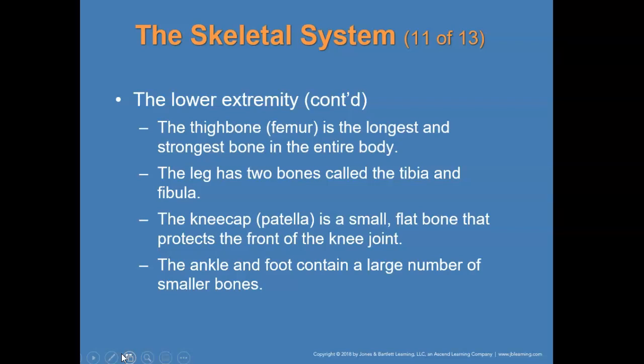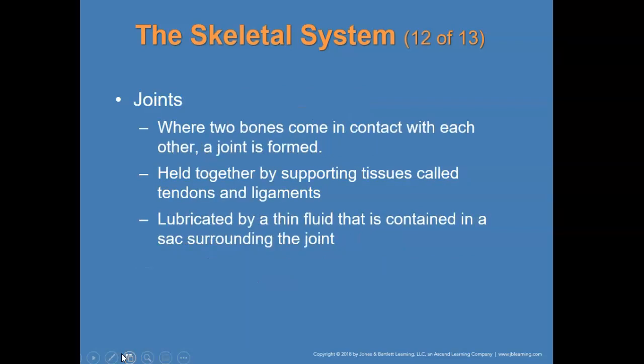The leg has 2 bones. I would call it the lower leg, unless they're going with thigh and leg. The leg has 2 bones called the tibia and fibula. The kneecap or patella is a small flat bone that protects the front of the knee joint. The ankle and foot contain a large number of smaller bones.